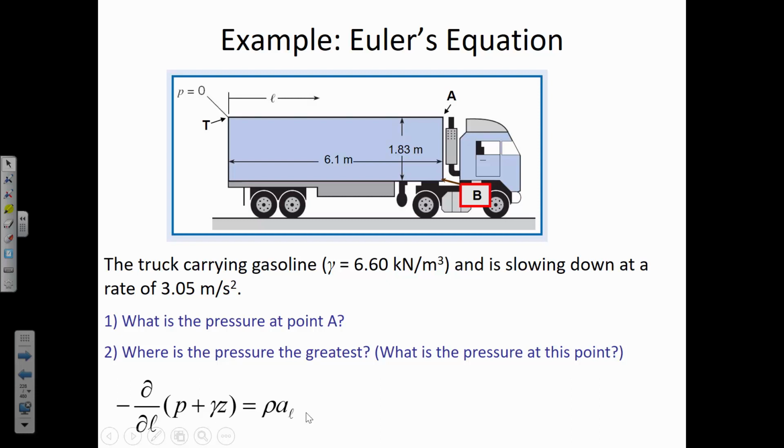Okay, so what I'm going to have you do is solve this in two different segments. In the first segment, we want to know what's the pressure at point A. And so Euler's equation for doing that is going to be P plus gamma z at location 2 minus P plus gamma z at location 1 is equal to the negative delta x, density times acceleration in x.